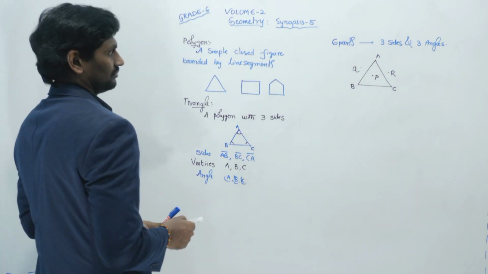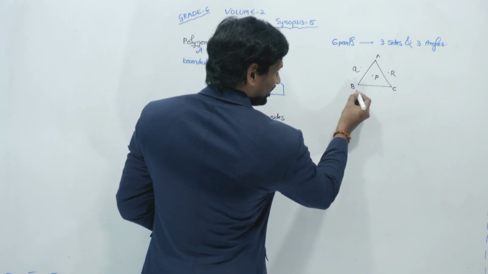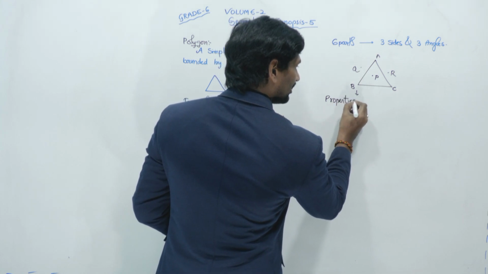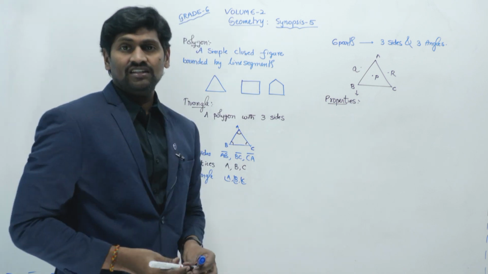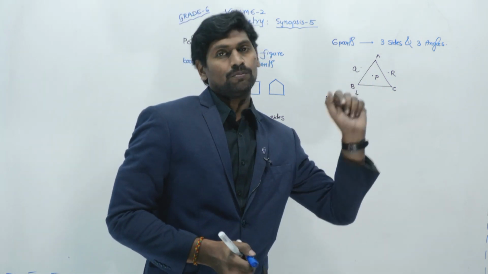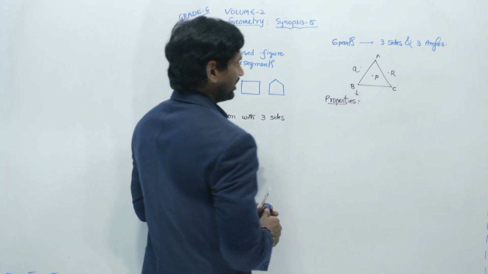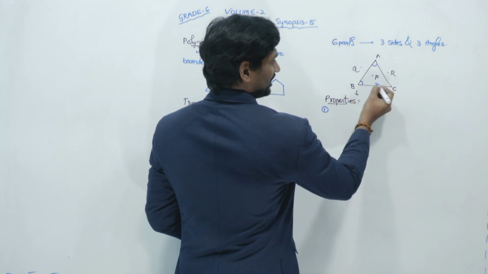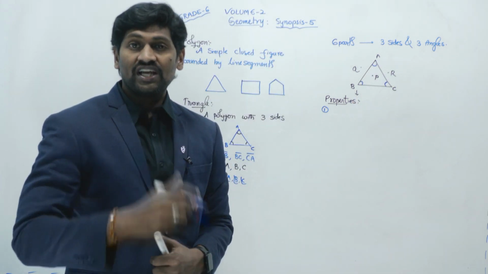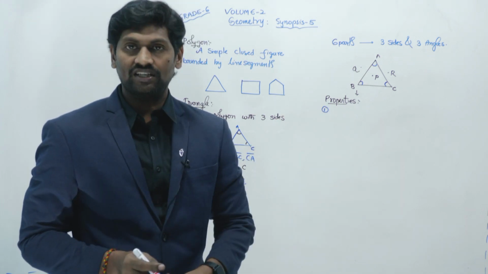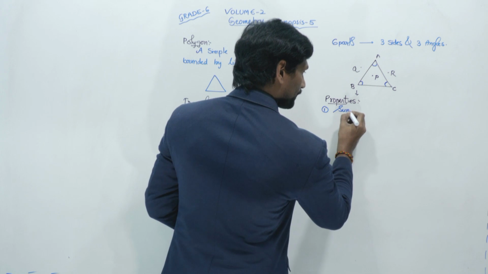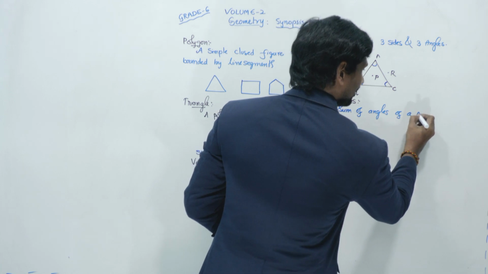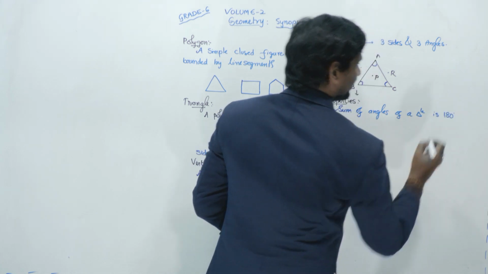Next. Mainly the triangle has three properties. Properties of a triangle: if you take any triangle, it must follow these three properties. The first property is the sum of angles. The triangle has three angles, angle A, angle B, angle C. The sum of the three angles of a triangle is equal to 180 degrees. That is the first point. The sum of angles of a triangle is 180 degrees.